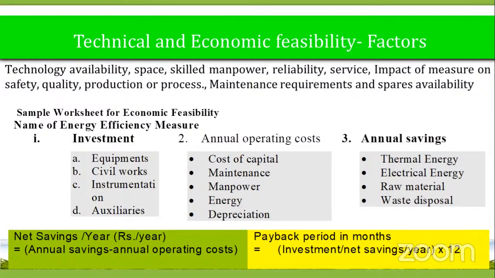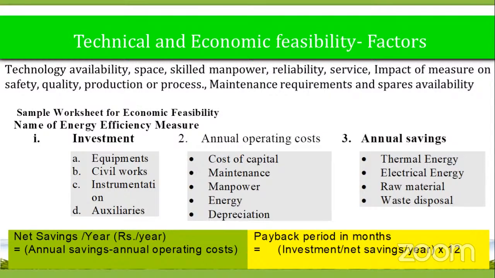Now the sample worksheet. When preparing the economic feasibility, we need to understand the name of the efficiency measures and the investment. Equipment, civil works, instrumentation and auxiliaries fall under the area of investment; annual operating cost covers cost of capital, maintenance, manpower, energy, and depreciation. Whenever we are about to start a company, we take up such things, and the same factors can be utilized for energy efficiency measures. Annual savings include thermal saving, electrical saving, and raw material and waste disposal. That's what we were talking about, like 57% plant load factor or 98% plant load factor.